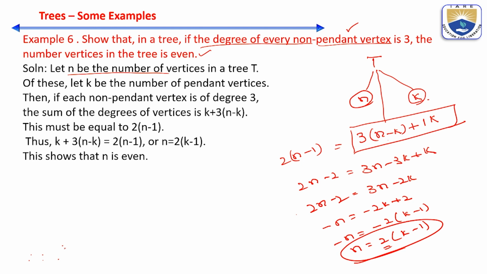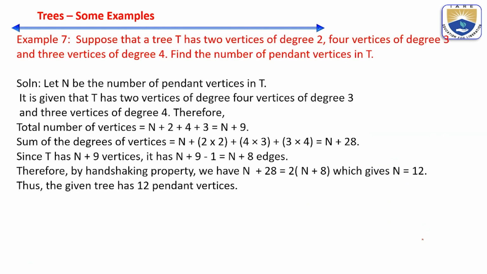So this is the way that we prove the total number of vertices must be even whenever any tree has intermediate vertices of degree 3, then the total number of vertices in the tree is even. Now let us go for the other one.